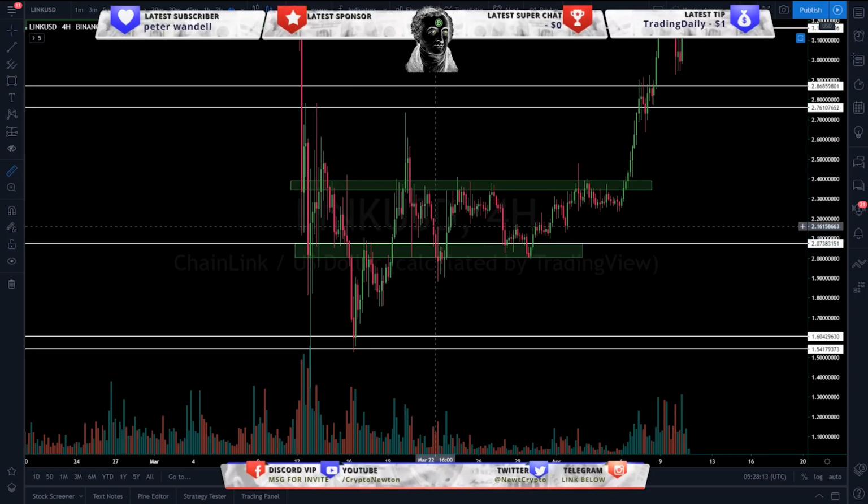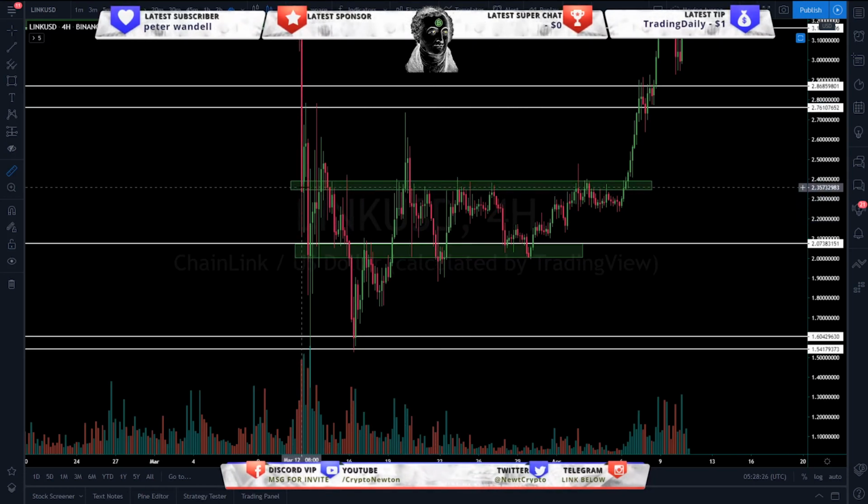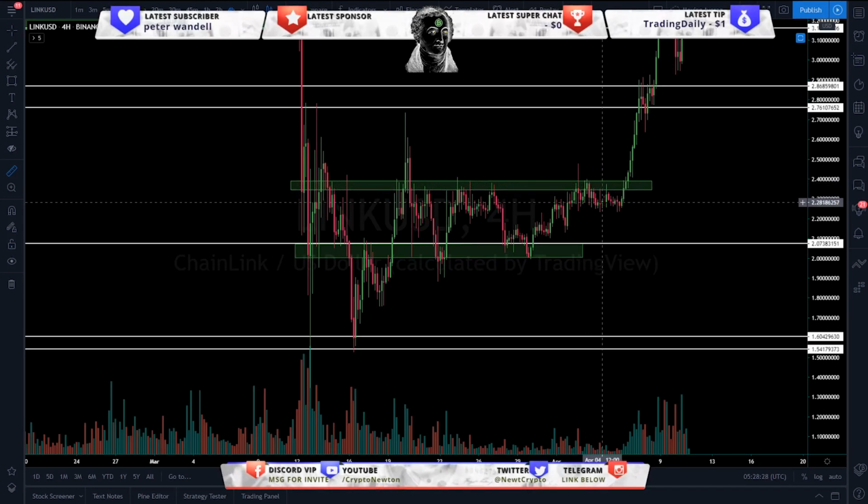And when you play the ranges, do not hold your trades. This is what I try to explain. Trade the range, take your profits quickly, long the bottoms and short the tops, guys. So the lower time frame resistance is this green box right here, coming down a little bit, trickling down.